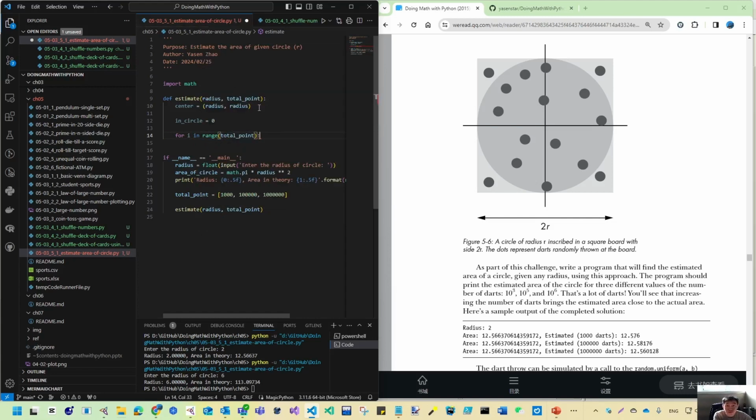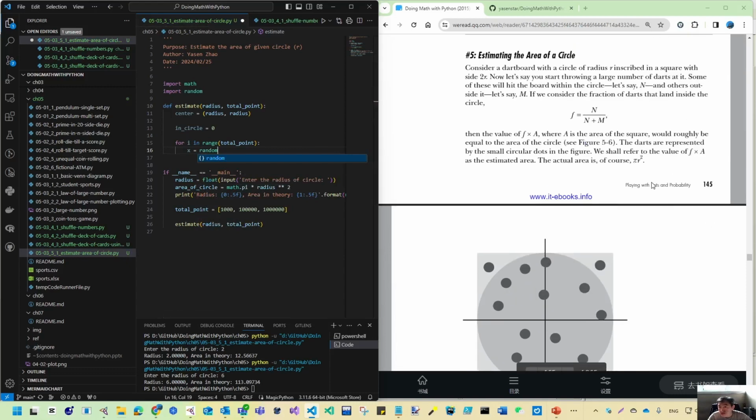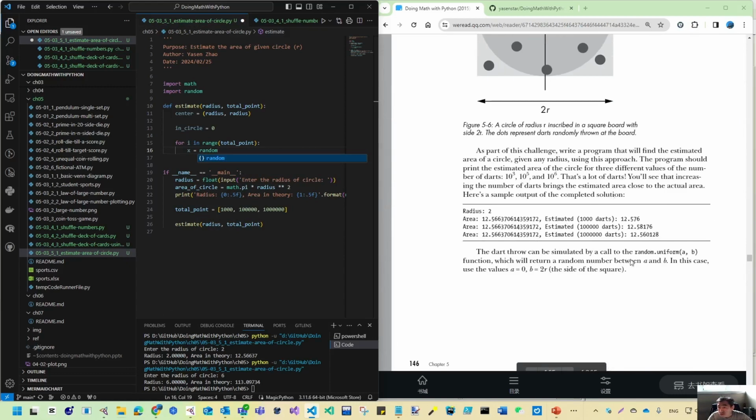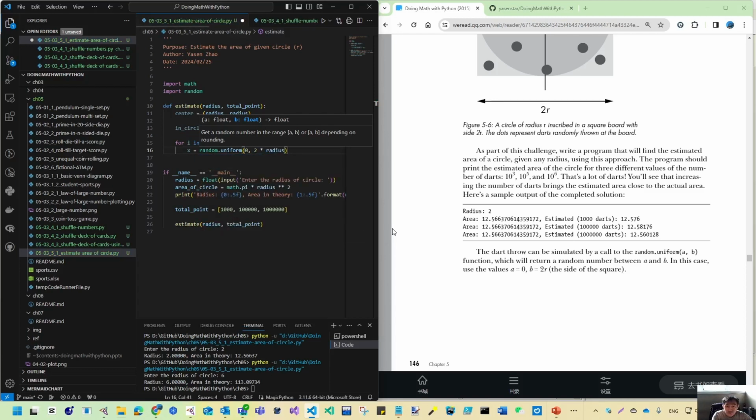That means it's in this 3. For the point, we will use random. If we are starting to make random numbers, let's also import the random module of the library. So x is random.uniform, which is a uniform distribution from 0 to 2 times radius. Same as we get y.